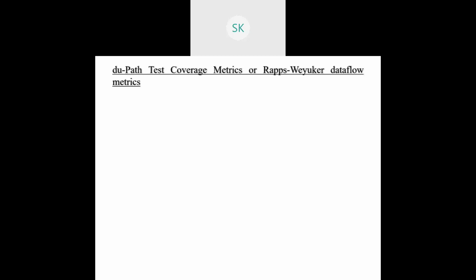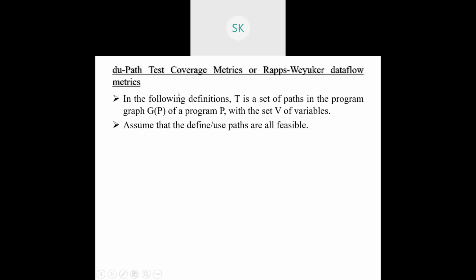So one particular metric has been given by Rapps and Weyuker. Rapps and Weyuker are computer science scientists. So what they have given us is their own particular metrics in order to test your DU path. What are all those? We'll just see one by one. First, we need to see some definitions regarding this. What they are asking us to assume is very simple. In the following definitions, T is a set of paths in the program.